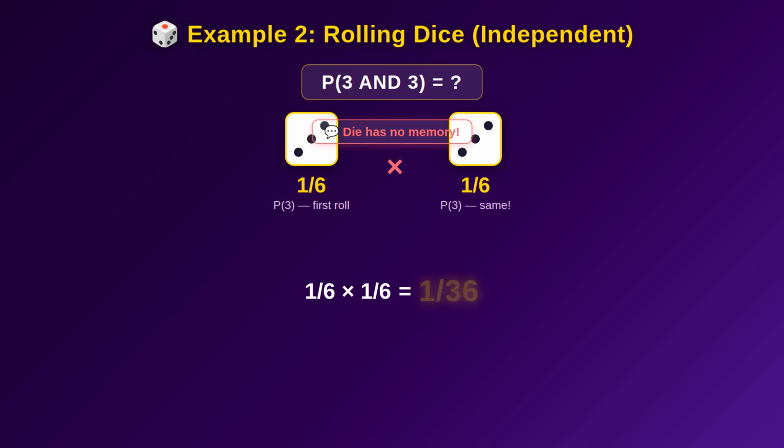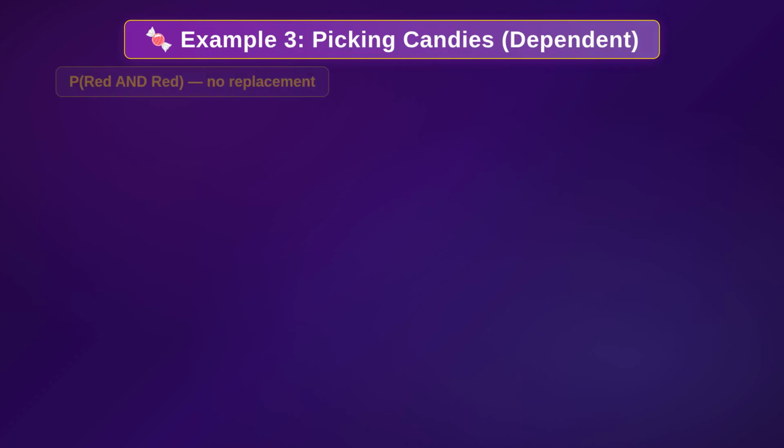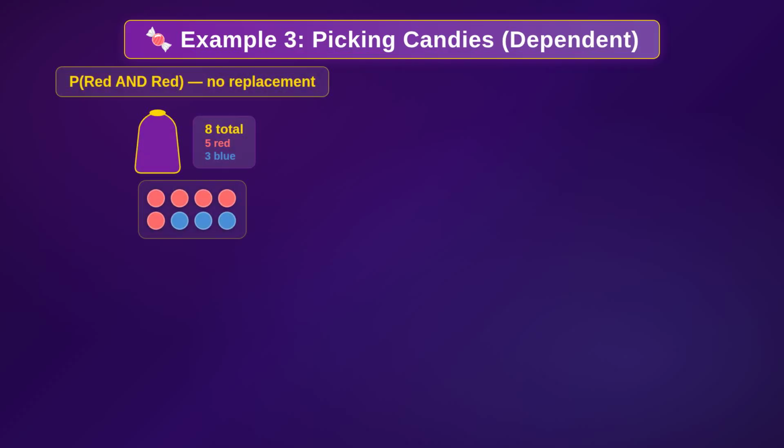Now the die resets completely. It has no memory of the first roll. The probability of rolling a 3 again is still 1/6. Independent events, so we multiply. 1/6 times 1/6 equals 1/36. There is a 1 in 36 chance of rolling a 3 twice in a row. Pretty rare. Maya's getting the hang of this.